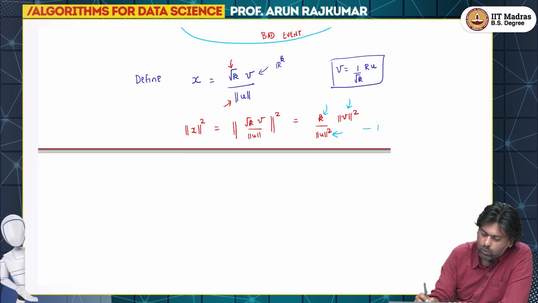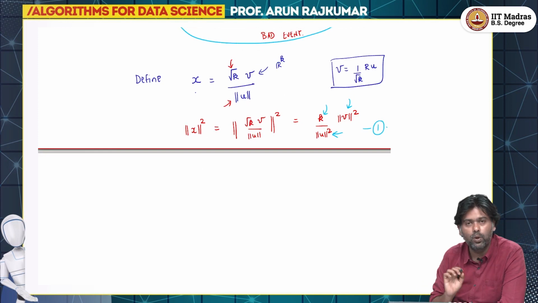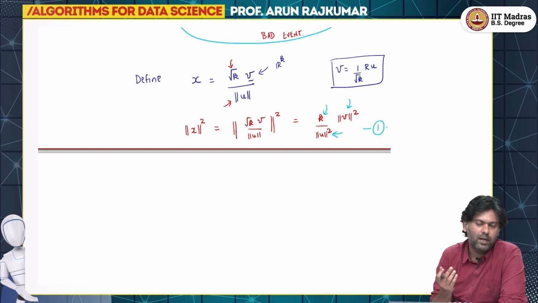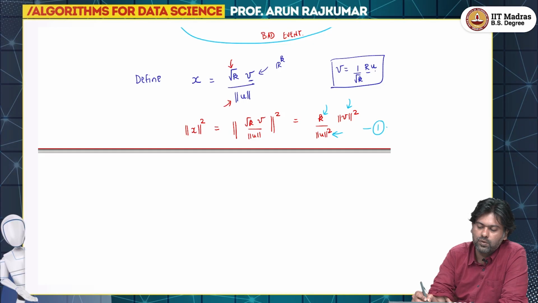So this is one. Now, this is also a random quantity. Why is this a random quantity? Because it is just some scaling of V. V is random because R is random and u is fixed, so V is random. I am just scaling V, so x is also random.